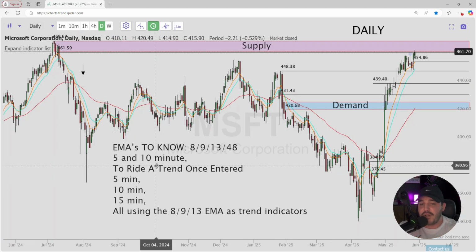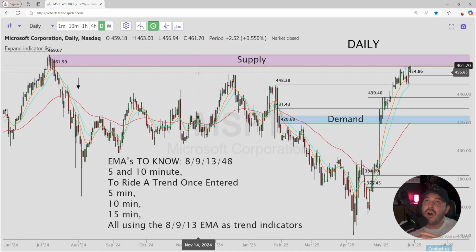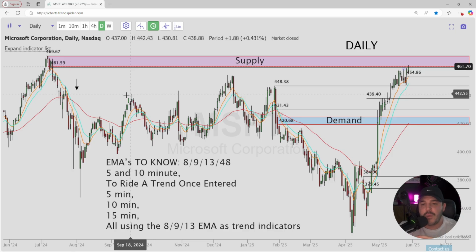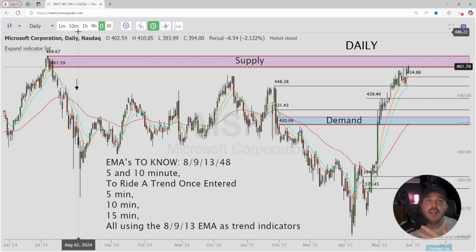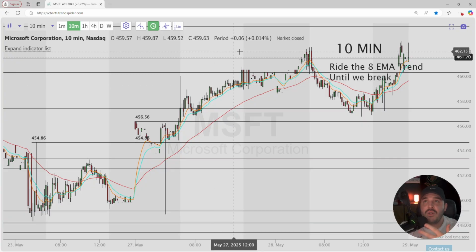5 and 10 minute are typically best to take an entry and exit off of. Let me explain further. Why do we do that? Well, we already have our big levels. We already have our trade plan, our highest probability. We're looking for a reject where the sellers are at. So from there, we can now look for a reject within that supply.